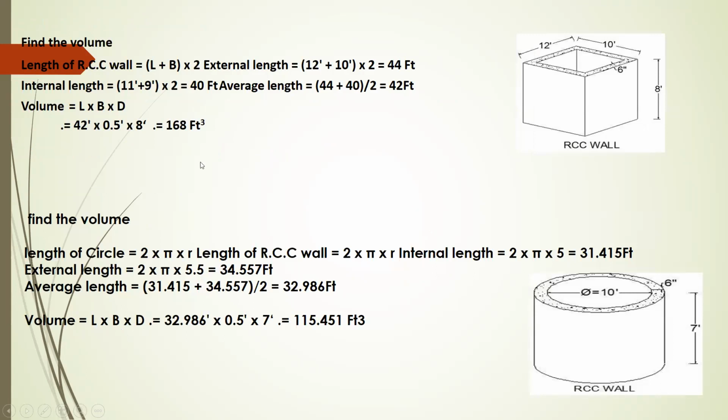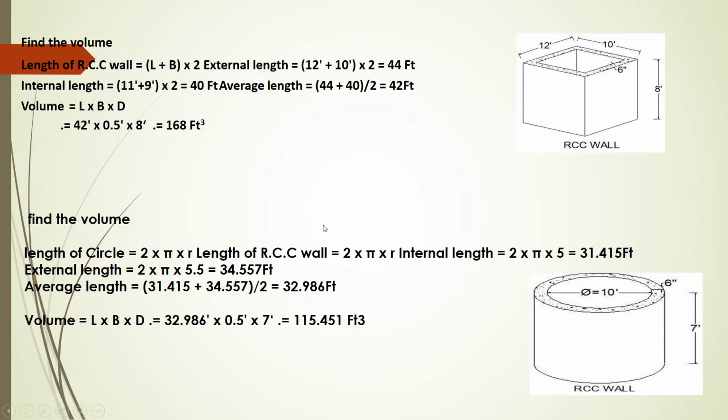Now we are coming to the RCC wall. Length of the wall is equal to 12 feet and 10 feet. Thickness is 6 inches. Height is 8 feet. It is length into breadth into depth. External length, that is 12 feet plus 10 feet into 2, that is 44 feet. Internal length, 11 feet 9 inches, into 2, that is 40 feet. Average length is 44 plus 40 divided by 2, which is equal to 42 feet. So volume is equal to length into breadth into depth, 42 into 0.5 into 8, that is 168 CFT.